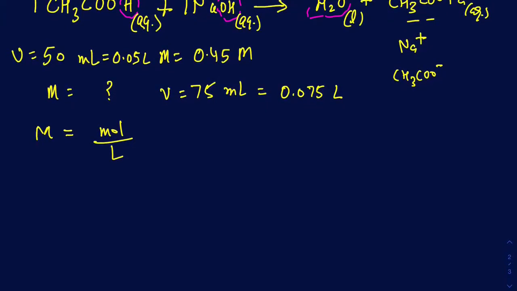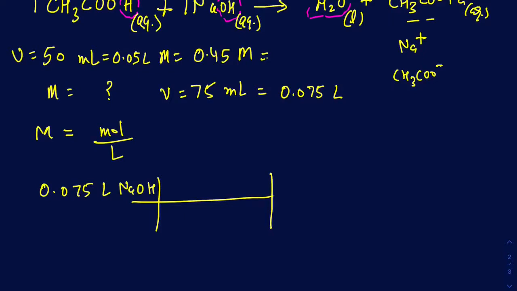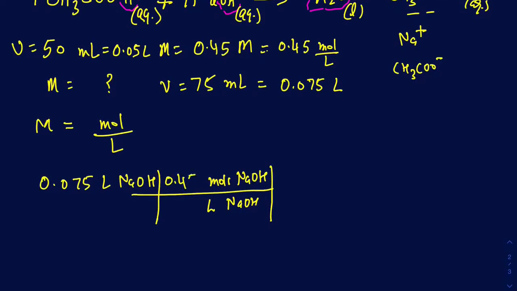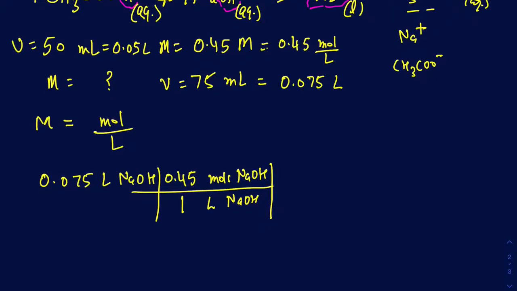So I'm starting out with 0.075 liters of NaOH. Since I want to convert this to moles, and remember this 0.45 molarity can also be written as 0.45 moles divided by liters, because that's just the definition of molarity. I would put the moles of NaOH on the top, and the liters of NaOH on the bottom. So this 0.45 goes with NaOH and 1 goes with the liters. When you set it up like that, your liters of NaOH cancels out. Okay? Alright, so now you have moles of NaOH.